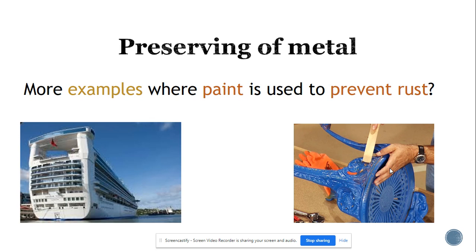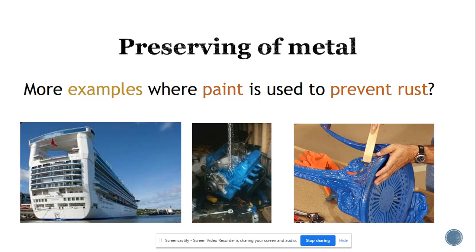Let's look at some more examples where paint is used to prevent rust. You can see ships, especially the bottom side of the ship, not only prevents it from rusting, but it also prevents weeds that would grow on the bottom of a ship. Different car parts can also be painted. This paint would not have enamel in, but it would have a type of rubber in that would also prevent corrosion. Or as you can see, a table here.